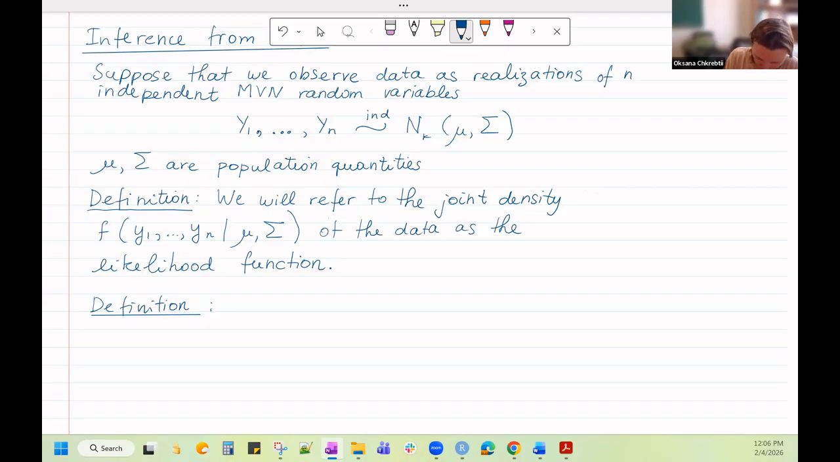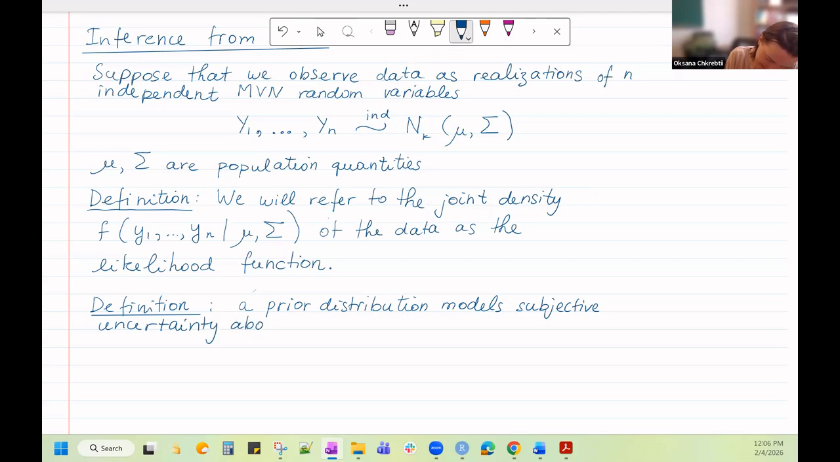A prior distribution models subjective uncertainty about a population quantity using a probability model or probability distribution.